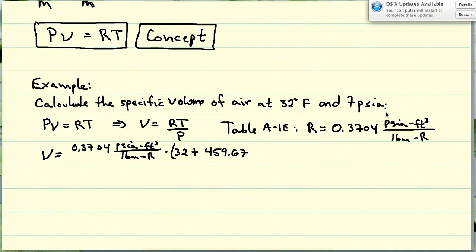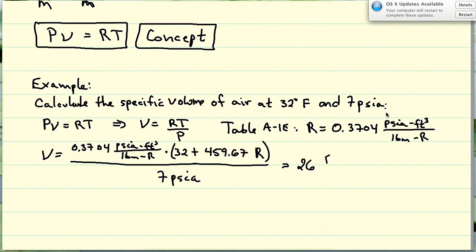Remember that to go from Fahrenheit to Rankine, I add 459.67. If you don't memorize that, then just look in your conversion factors, listed in the back of the book. So this has units of Rankine, and this is all divided by pressure, which is 7 psia. When I plug this into my calculator, I get that the answer is 26 cubic feet per pound mass. Okay?